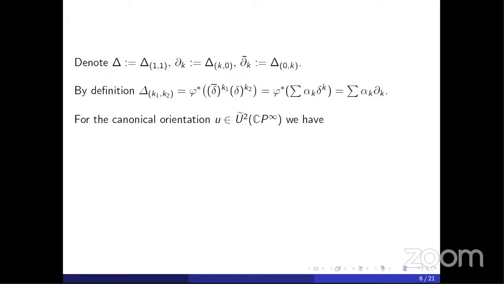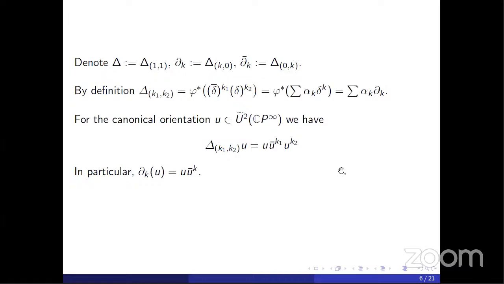And the other important thing is the action of these operations on the canonical orientation of complex cobordism. For the canonical orientation, we have the following formula: U is just multiplied by powers of U and U bar. And in particular, partial_k of U has this form.